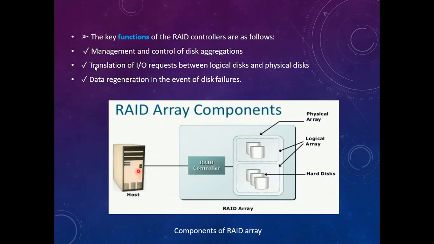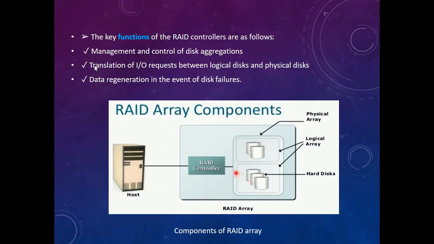Here you can see the host. The host has been connected to the RAID controller, but the RAID controller is external to the host. As you can see in this diagram, the host is connected to the RAID controller, but this RAID controller is not installed inside the host. This RAID controller is completely external to the host, and it is further connected to the RAID hard disks.